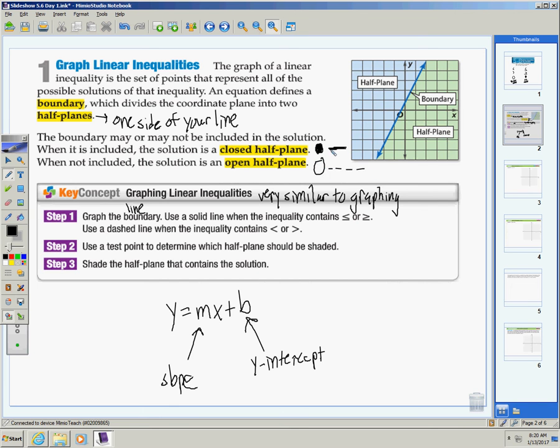And then we use a test point to determine which half plane should be shaded. I almost always use 0, 0. The only time you can't use 0, 0 is when it's on the line, but you can almost always use 0, 0, and that will help you decide which side to shade on. And then you shade the half plane that contains the solution. So, not really anything too new, because we know how to graph a line, we know how to plug things into an inequality, and then we know how to shade one side of a graph.